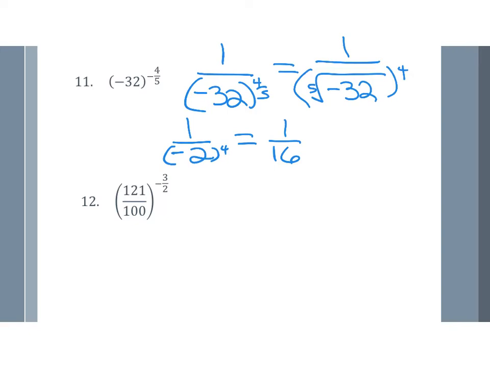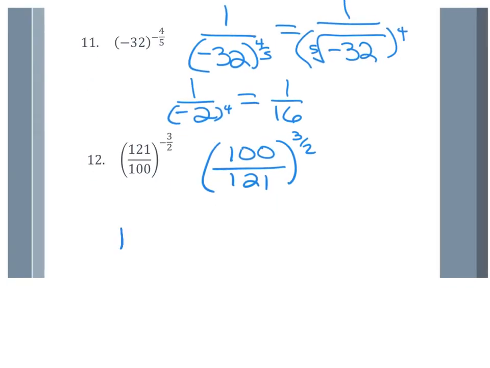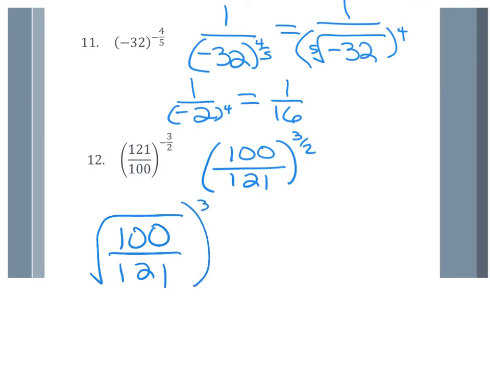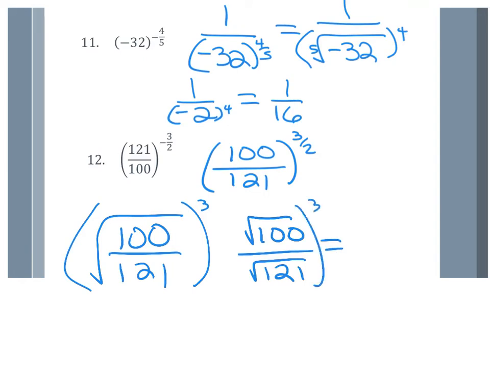Yesterday we saw that when we have a fraction raised to a negative exponent, we just flip it to its reciprocal. So that's the first thing I'm going to take care of, making that exponent positive, flip it to the reciprocal, and now my exponent is positive 3/2. Again, the denominator is the root, so I'm going to be doing 100 over 121, finding the square root, and then cubing the answer. Now remember, you can pull this apart and find the square root of 100 and then the square root of 121.